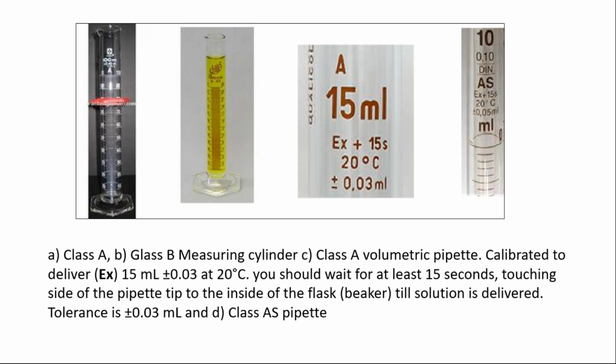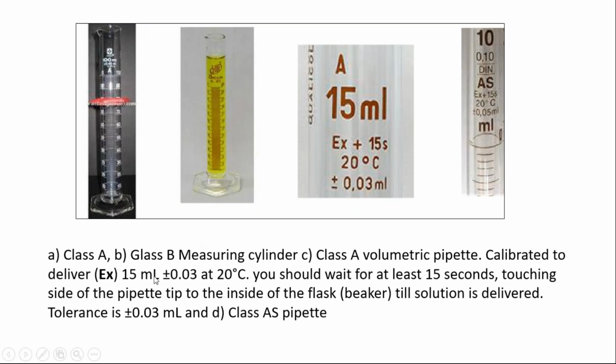So here is some glassware that you can see. This is a measuring cylinder of class A. This is a measuring cylinder of class B. Here you have a pipette, which is of class A. It's a 15 ml pipette. It is to deliver, and this plus 15 says the delivery time: you should wait at least 15 seconds after the liquid has flowed down.